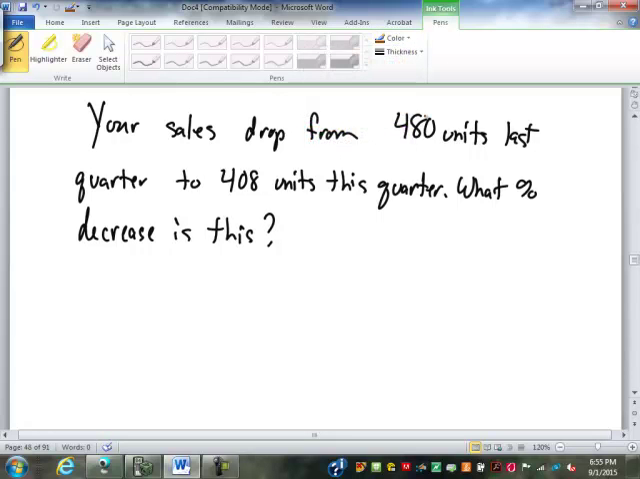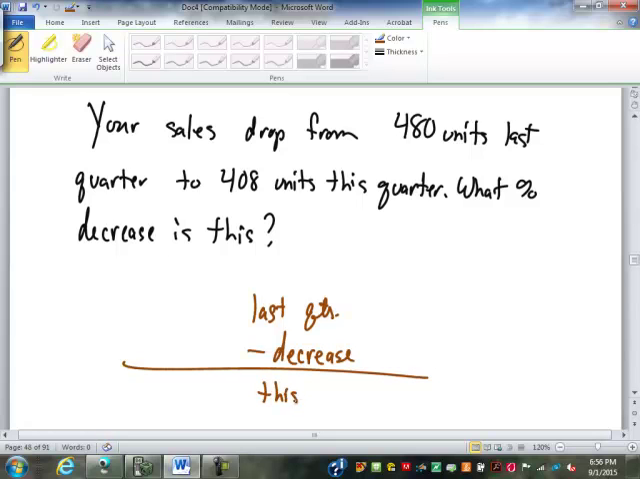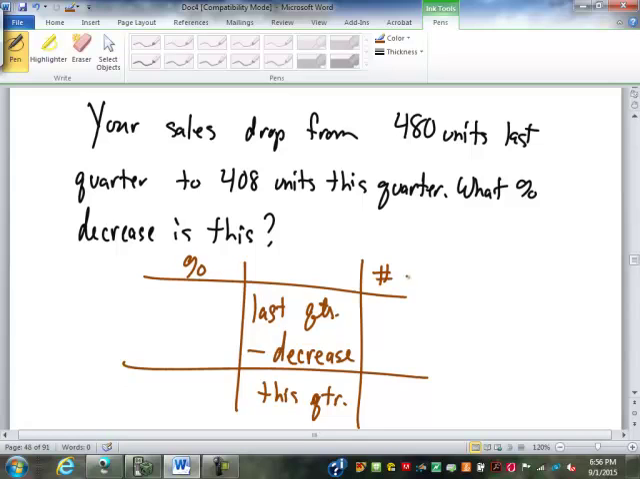So again, this is a decrease. So we have last quarter minus this decrease or this drop, however you want to word it, is going to give us this quarter. And again, each of these items is represented by two numbers. We have the percents, and in this case, the other number is the number of units.